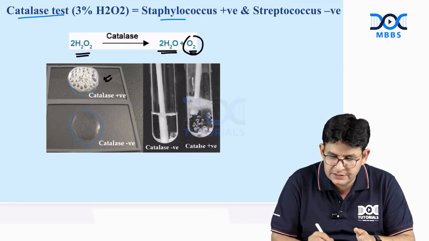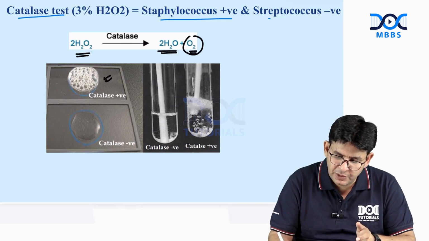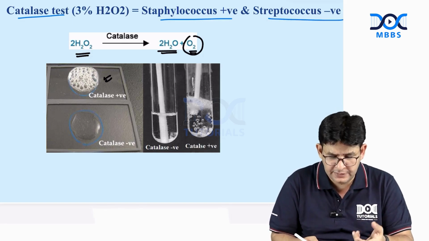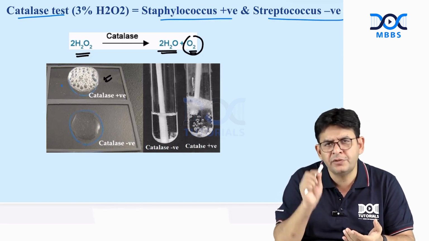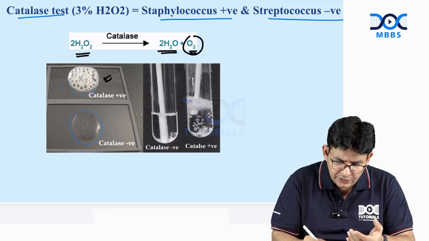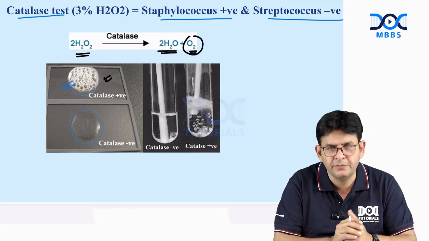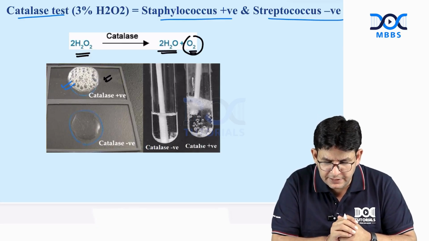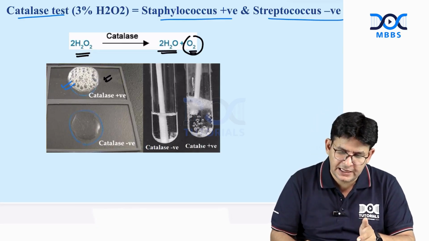Staphylococcus is positive for this and Streptococcus is negative. As I told you in the beginning, you take 3% H2O2, add the colonies to it, and this type of bubbles appear. So this is the catalase test.